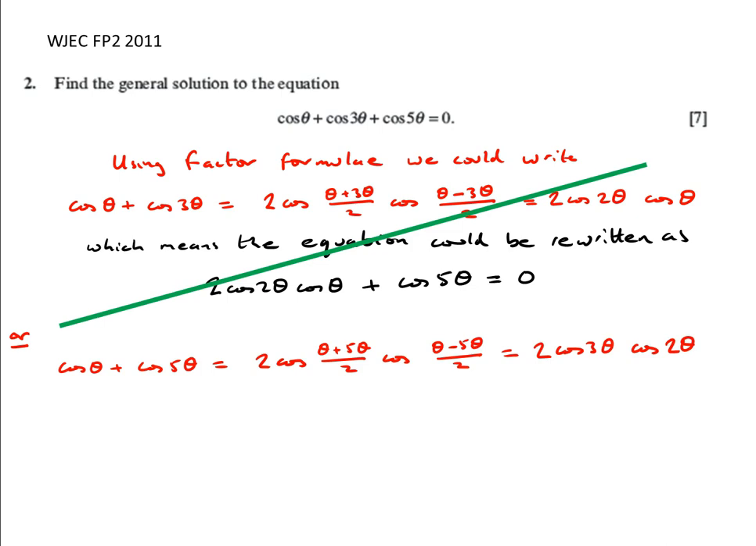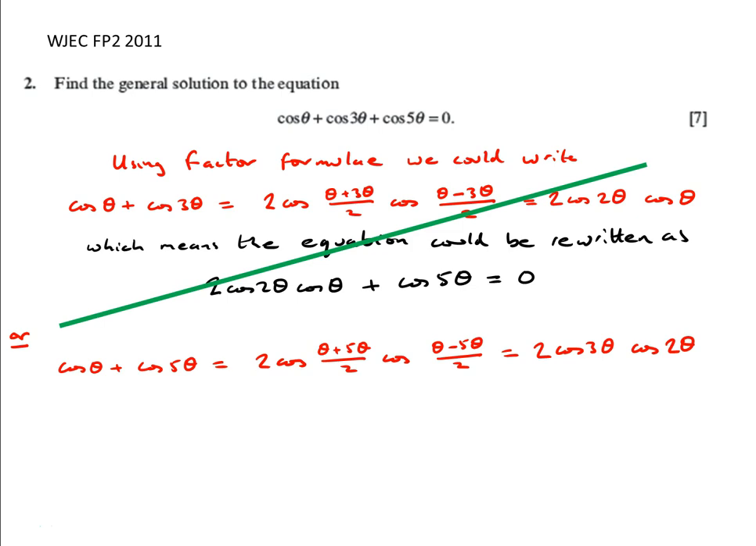On the other hand, if we use the factor formulae to consider cos theta plus cos 5 theta, then cos theta plus cos 5 theta is 2 lots of cos (theta plus 5 theta) divided by 2, cos (theta minus 5 theta) divided by 2. So that's 2 lots of cos 3 theta times cos of minus 2 theta. But remember, cos of minus 2 theta is the same thing as cos 2 theta. So we've got cos theta plus cos 5 theta is the same thing as 2 cos 3 theta cos 2 theta.